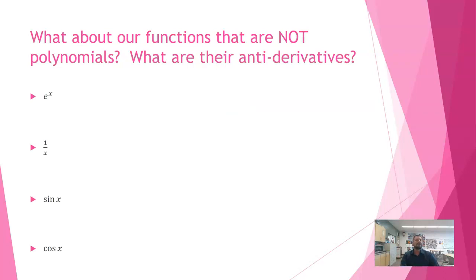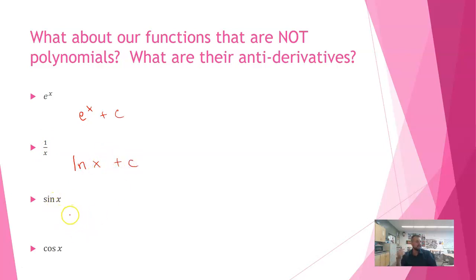Now, any function that is not a polynomial, you can think them through. Sometimes you can get them, sometimes you can't. There's a couple that you should know. The antiderivative of e to the x is e to the x plus c. The antiderivative of 1 over x. What did we take the derivative of to get 1 over x? Hopefully you remember it was the ln of x plus c.